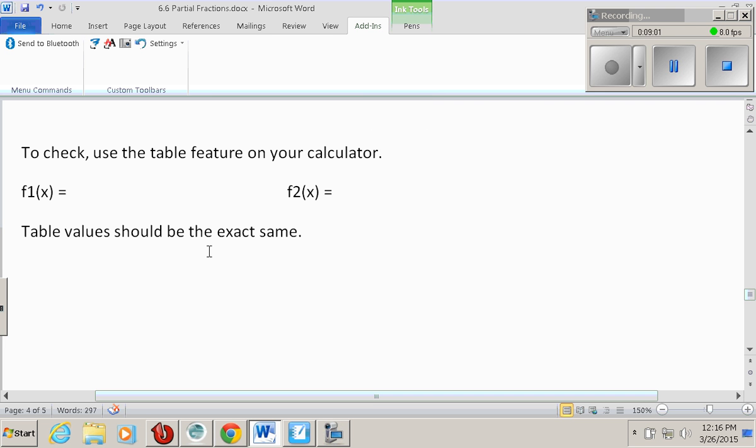Oh, and one more thing for all of these examples, we talked about it yesterday in the last video. To check to make sure your answer is correct, you want to use that table feature on your calculator. So for f1 of x in this case, you would put in that original fraction, the 6x cubed plus 5x squared minus 7, all over 3x squared minus 2x minus 1, into your either f1 of x or your y1. And then in f2, you want to put in that 2x plus 3 plus 5 over 3x plus 1 plus 1 over x minus 1 to ensure that those table values are exactly the same.